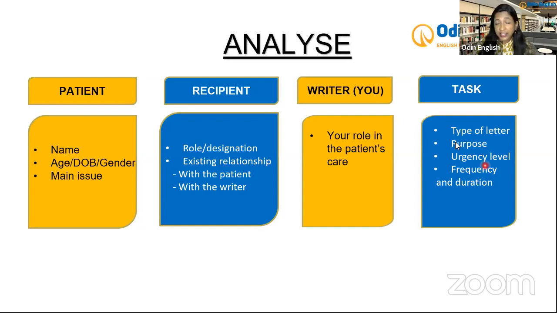Then sometimes the purpose might include certain services, for example, a home visit, in which you may have to tell the duration and the frequency. Duration may be like, please provide home visit for 2 weeks. The frequency may be like daily visits or weekly twice, or sometimes even two times a day. So look at all these things in the task. That is the type of letter, the purpose, the urgency level, the frequency, and the duration. So this is how you analyze your task.